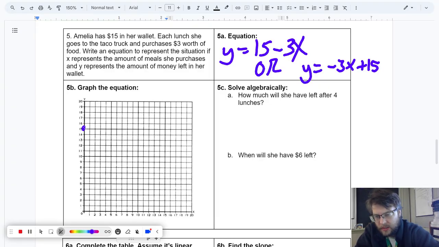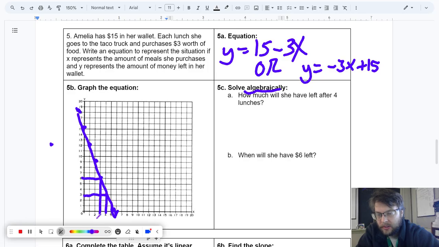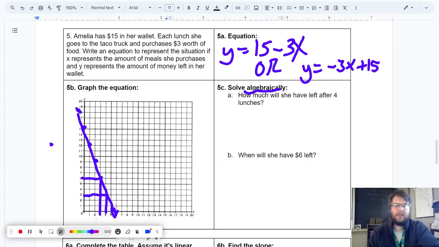She starts out with $15. Every one step she takes to the right, she goes down another 3. And you can see that those points line up very nicely. You can use the graph to answer these questions, but I asked you to solve them algebraically. But if you used the graph, you could see the answer for after 4 lunches is 3. And when will she have $6 left is also 3. But those 3's mean different things. The first one means $3 left, and the second one means 3 lunches.